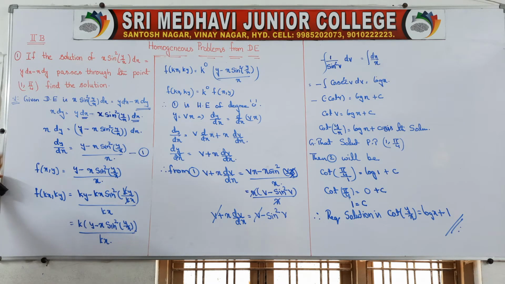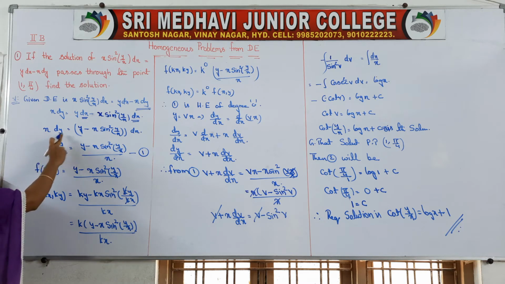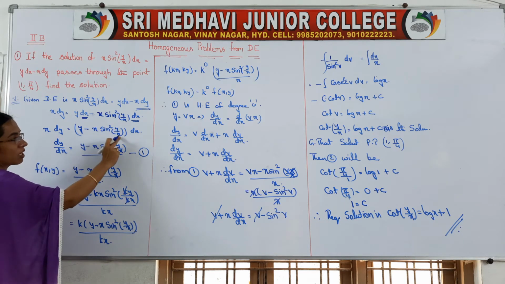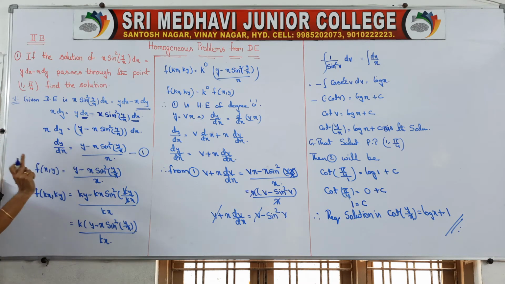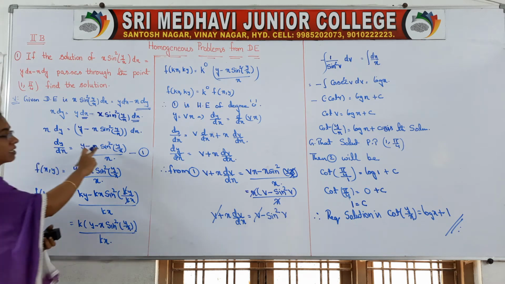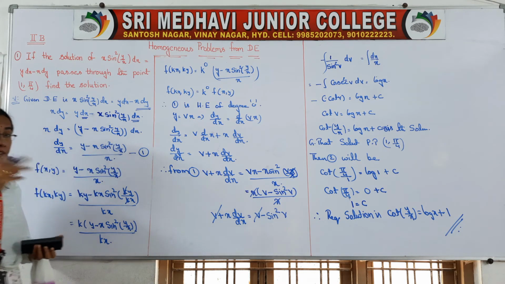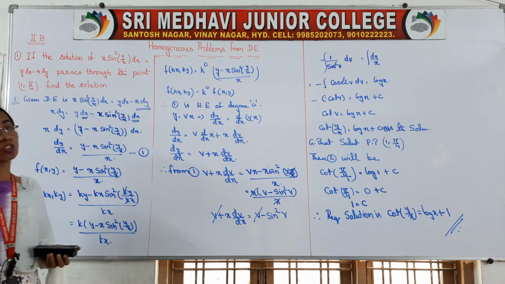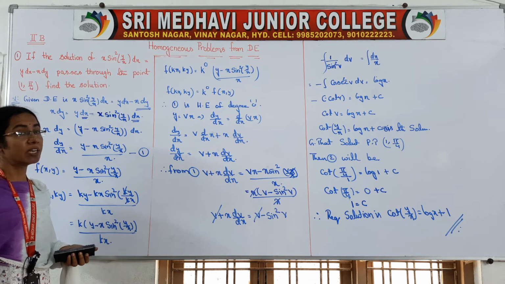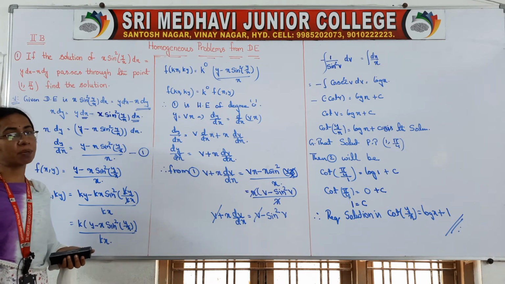So we can write a dx outside. It is x dy = (y − x sin²(y/x)) dx. So bring dx to that side: dy/dx is equal to this one. This is our equation number 1. Now, variable separable is not possible. Why? It is sin² of y/x, and y/x is in angle form. We cannot separate it, so it will not come under the variable separable form.